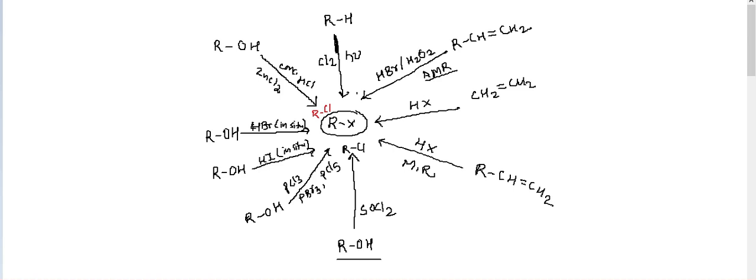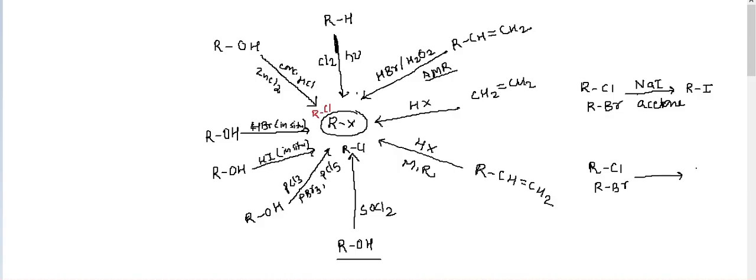We end up with the alkyl chloride as the only product, so we need not go for any purification procedure. So these are the methods of preparation of alkyl halide, and there are specifically some reactions. Suppose you have RCl and RBr, and if you want to convert it into RI, then you can go for the Finkelstein reaction, which is reacting it with NaI and acetone as the solvent.